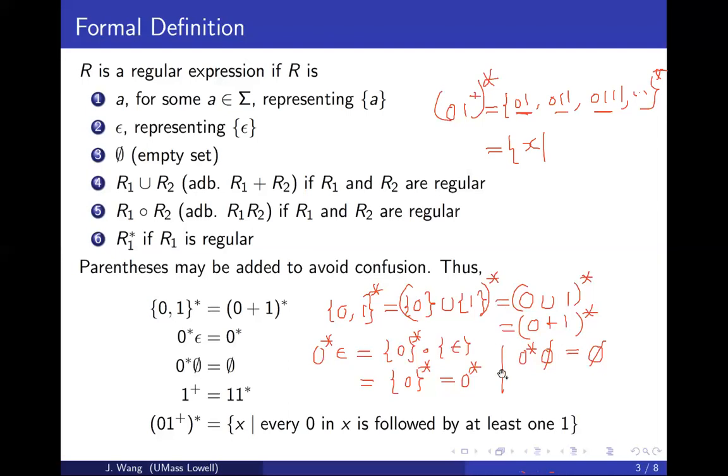So it's followed by at least one 1. It could be, for instance, x just 0 1 0 1, using 0 1 repeated many times. And then you could also have 0 1 1, or 0 1 0 1 1 1. So that really means that every 0 in x is followed by at least one 1.